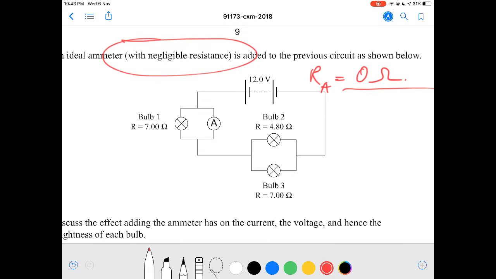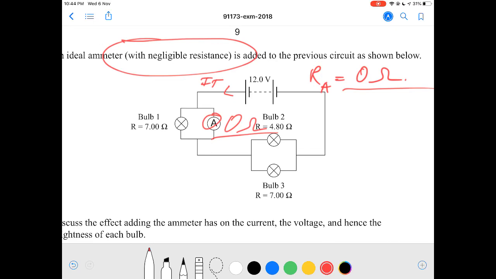Remember when I was saying in the last question that the current always takes the path of the lowest resistance. As seen, this ammeter has zero resistance, no resistance. So therefore, this entire I total is going to come to this junction, and it's going to take the path of the least resistance.